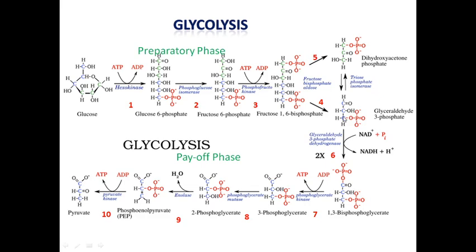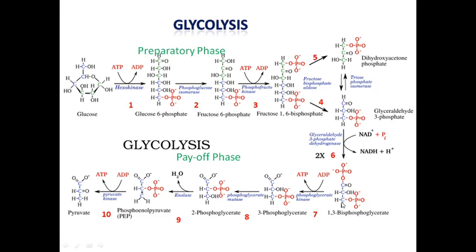Fine. Now 2 molecules of this, 2x means 2 times. 2 times glyceraldehyde 3 phosphate changes into 1,3 bisphosphoglycerate. Fine. Here I have 2 molecules, so it changes into 1,3 bisphosphoglycerate. So what happens here, this NAD positive plus phosphate gets changed into NADH plus H positive. Now here it also gives a phosphate, and this phosphate gets attached here and it becomes 1,3 bisphosphoglycerate.